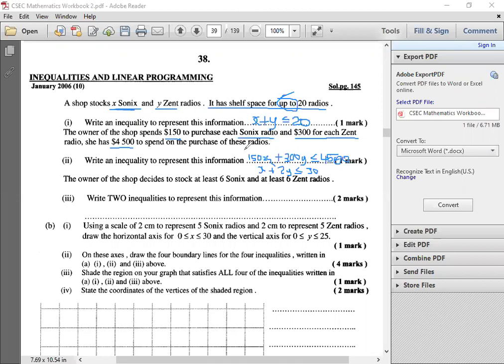At all times when you get these massive equations, these monstrous inequalities, you simplify them. Yes, you have to simplify it because you can't graph it. You can't graph the 4,500. All right, so best to simplify.